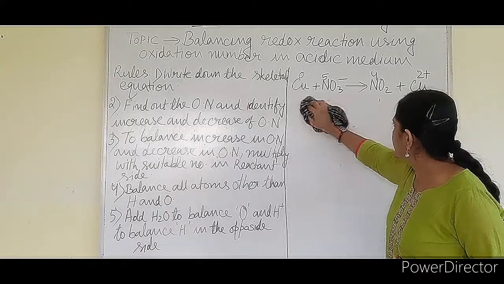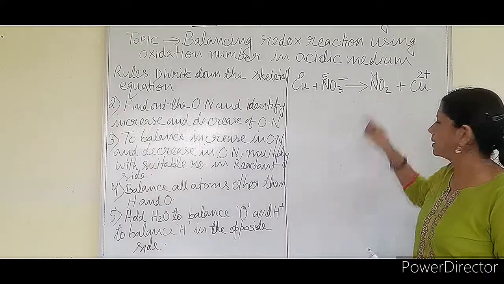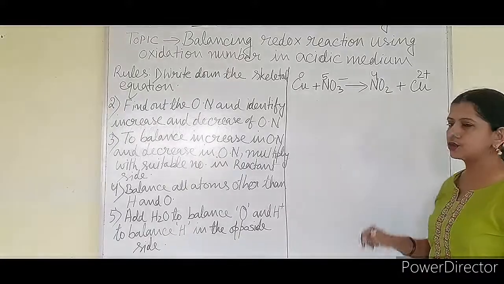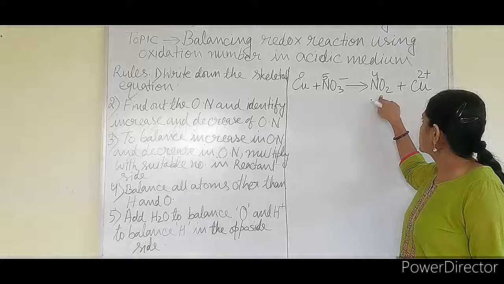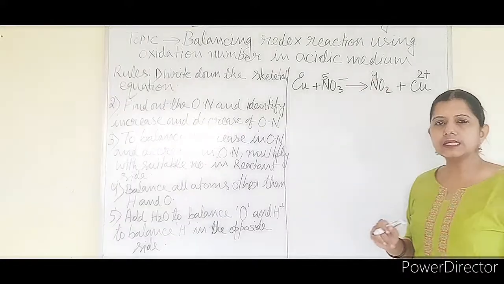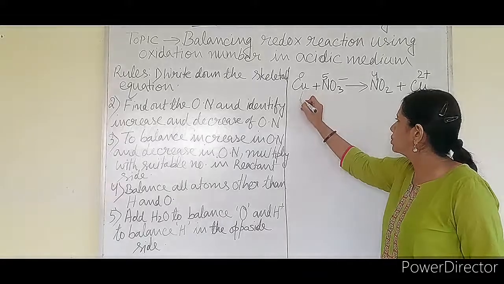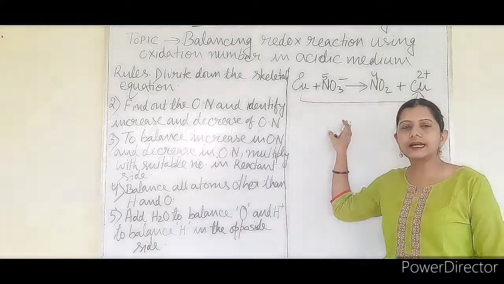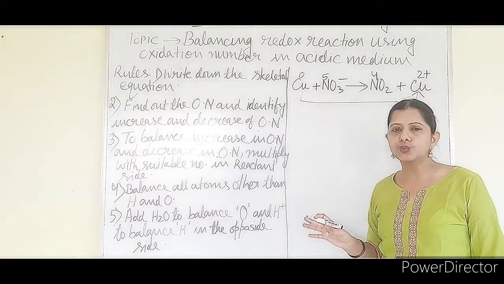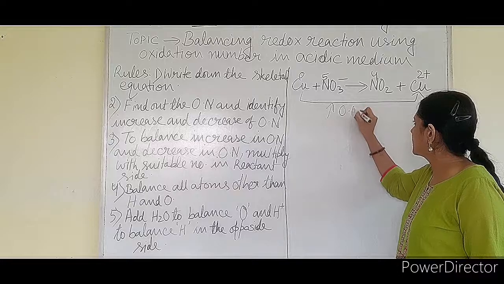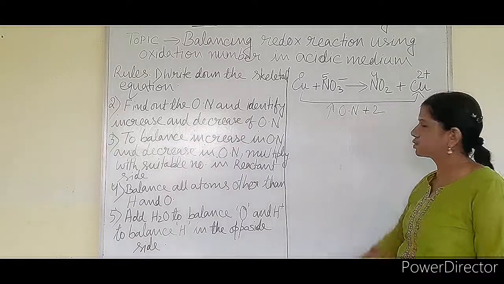Now on the other side, this nitrogen. Oxygen has oxidation number -2, so 2 into -2 is -4, so this will be +4. So what are the changes that you can find? Now you have to underline the changes. Here the oxidation number has increased by 2, +2.